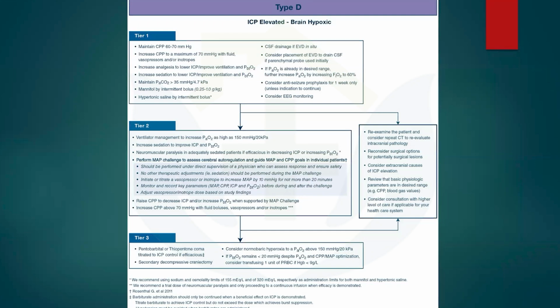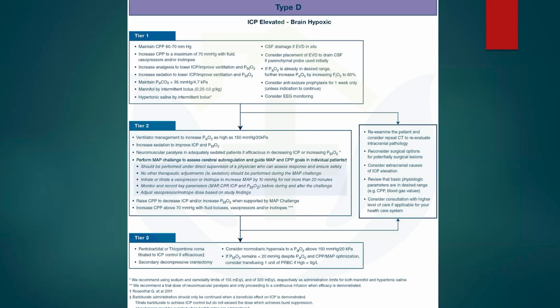So you start a noradrenaline or vasopressin infusion and you increase the MAP by not more than 10 millimeters of mercury over the baseline. The patient having a MAP of 80, you increase to 90 for around 20 minutes. 10 millimeters of mercury, 20 minutes. Now there are two scenarios: the patient has intact autoregulation, or the patient does not have intact autoregulation.